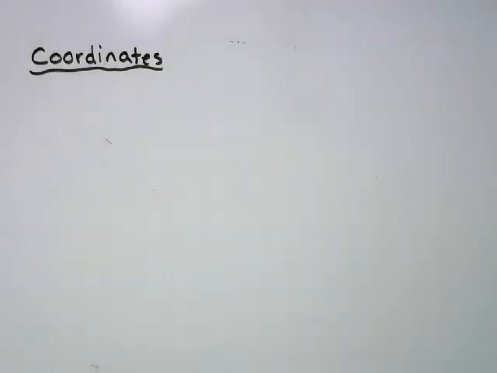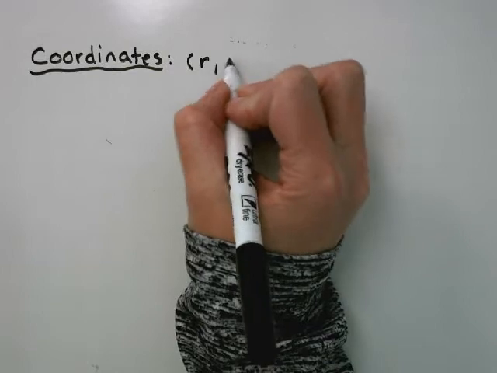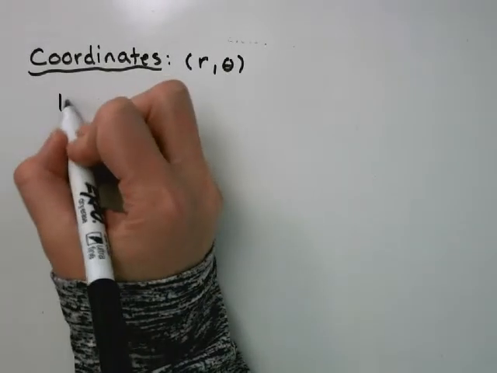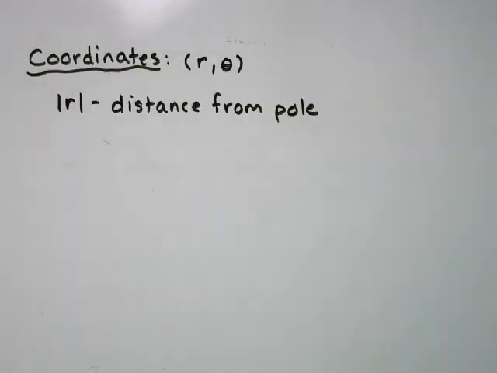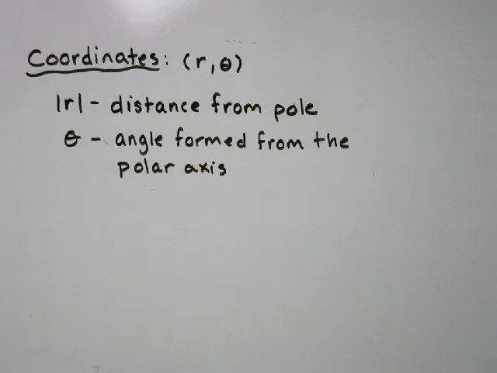Alright, so let's talk about polar coordinates. Rather than having an x and a y, polar coordinates have an r and a theta. The r is the distance from the pole. Theta is the angle formed from the polar axis.